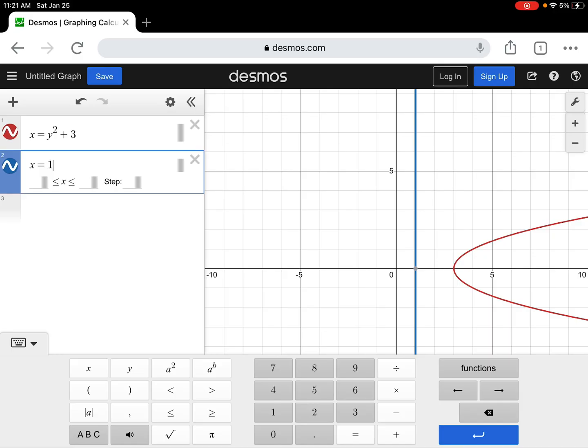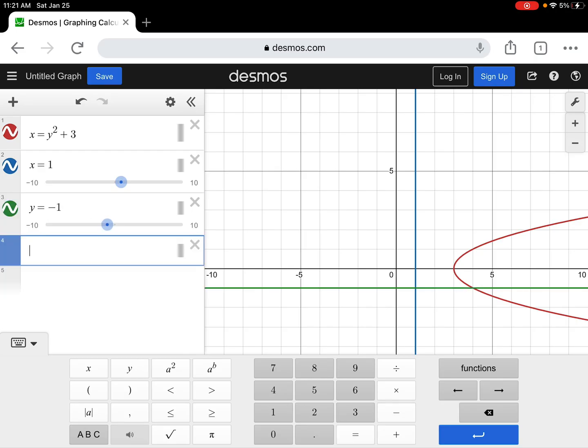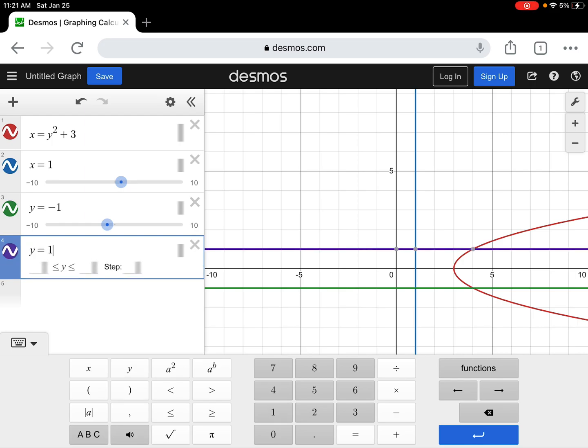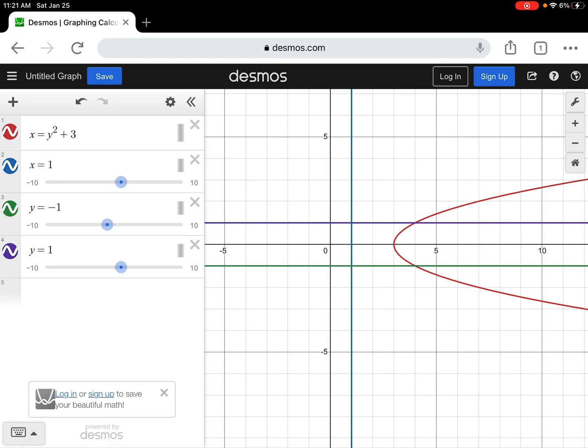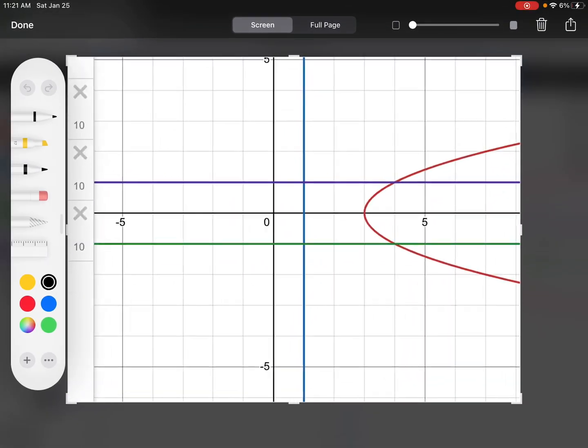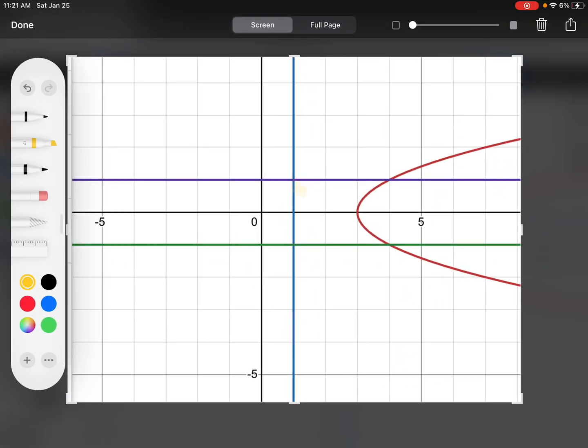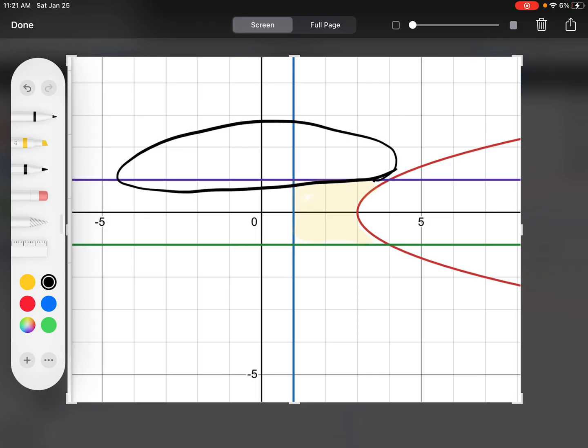Now they also told us that we were going to revolve this about the y-axis at y equals negative 1 and y equals 1. So I'm going to zoom in on this part here, take a screenshot. This is the area that I'm highlighting in yellow that we are trying to revolve around the y-axis. So we're looking at dy.